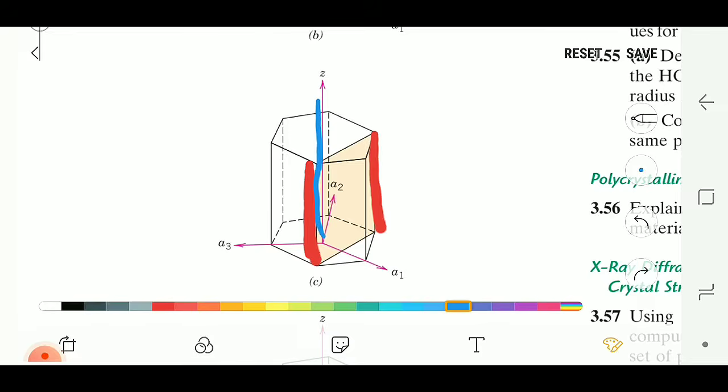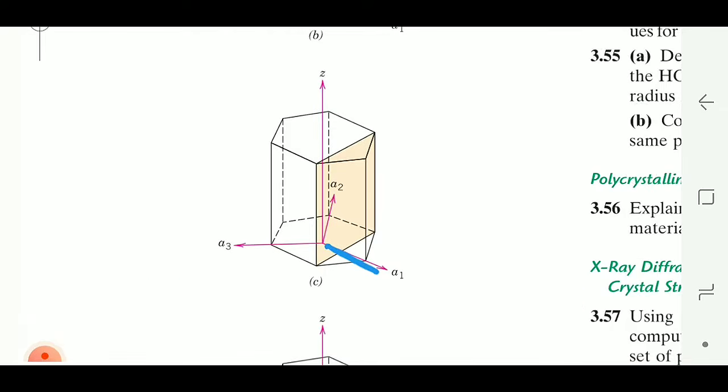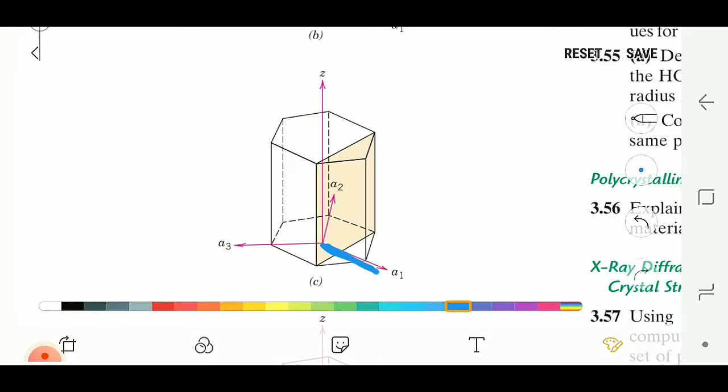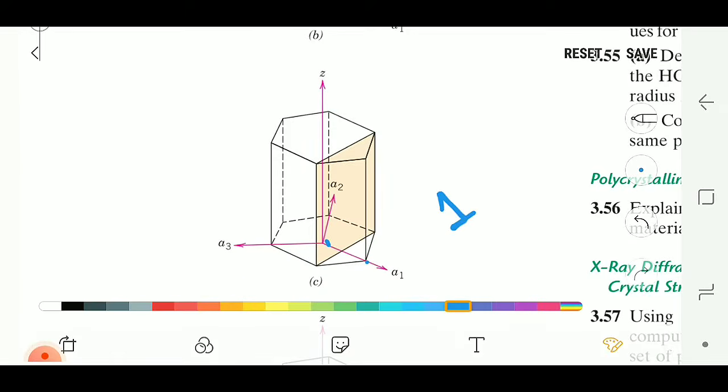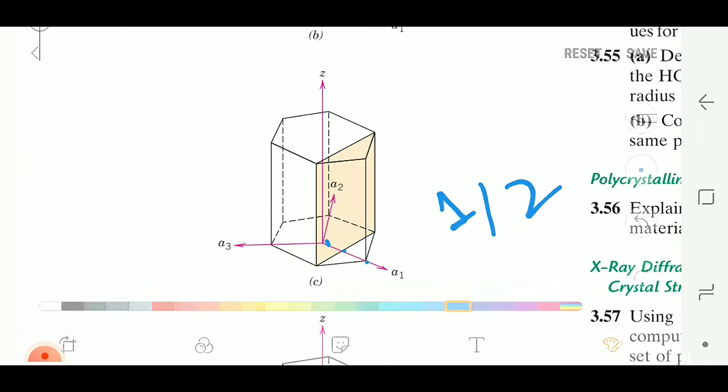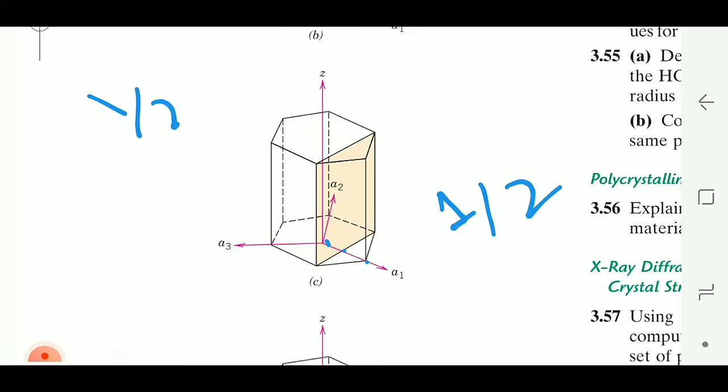Now if we look at the other directions, for the other intercepts, you can see here this is the positive a1 axis, and from the center to the corner of the unit cell is taken as 1. This length is taken as 1, and we can see that the plane is cutting that a1 axis right at this point, right at this center point. So the a1 intercept is 1 by 2.